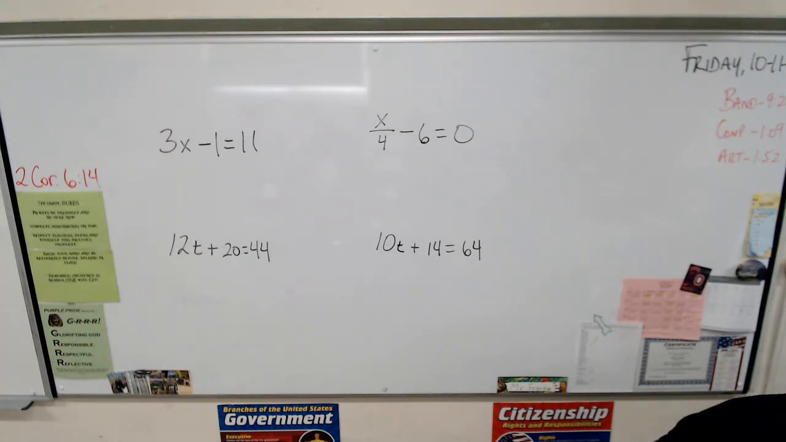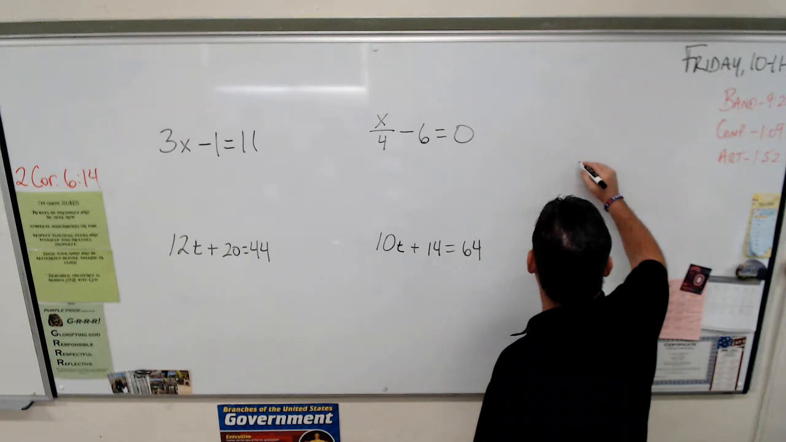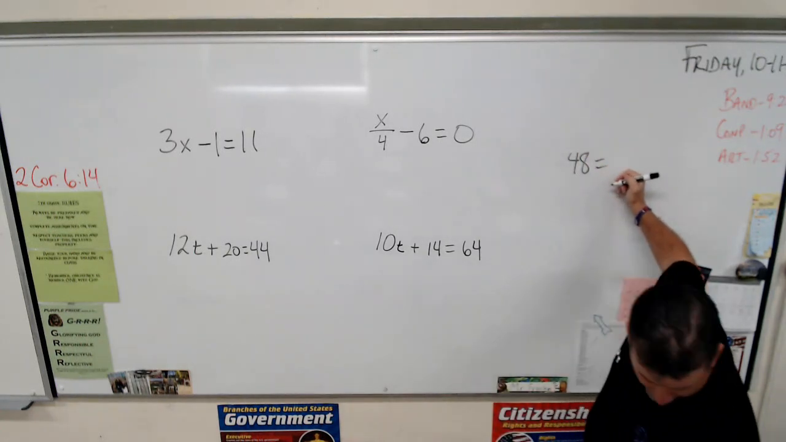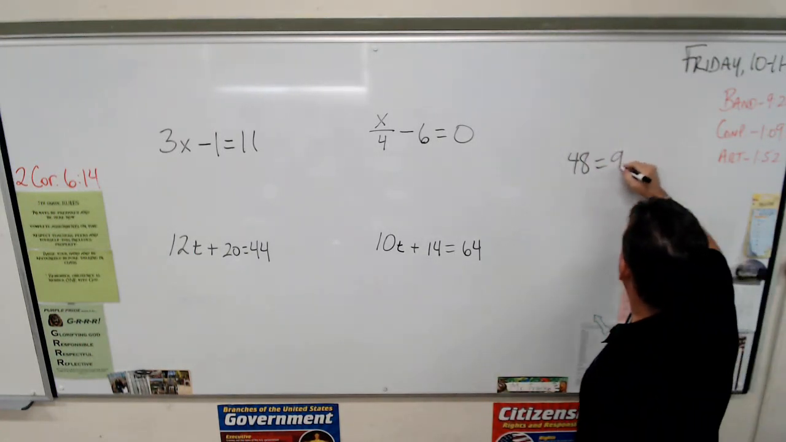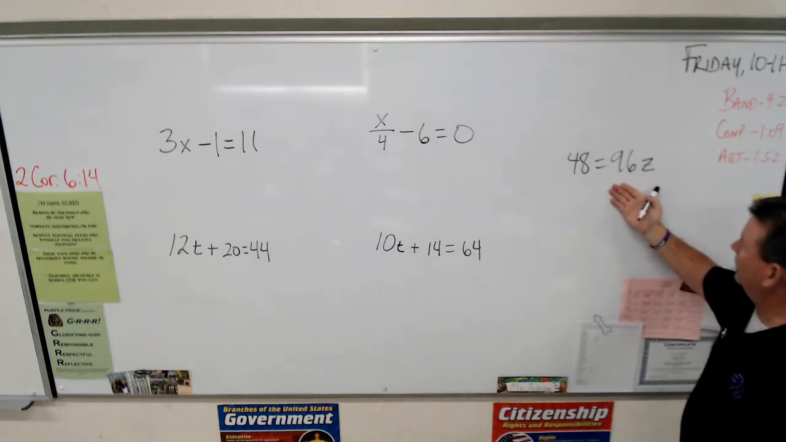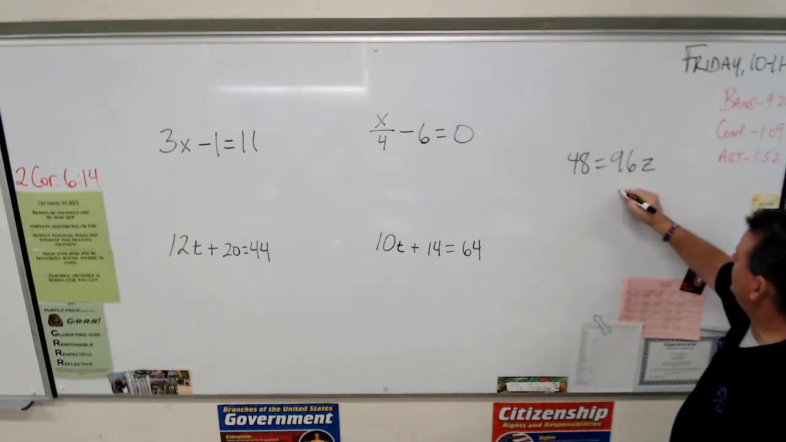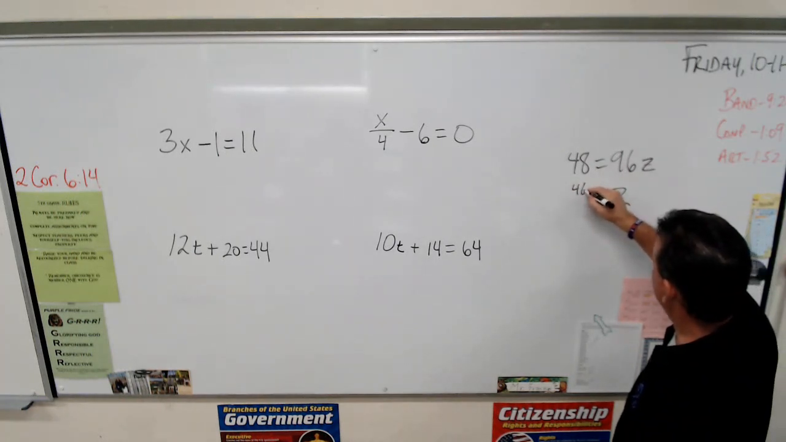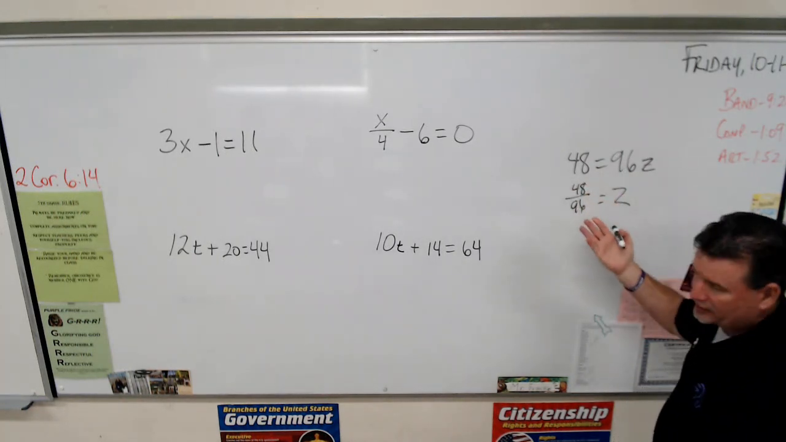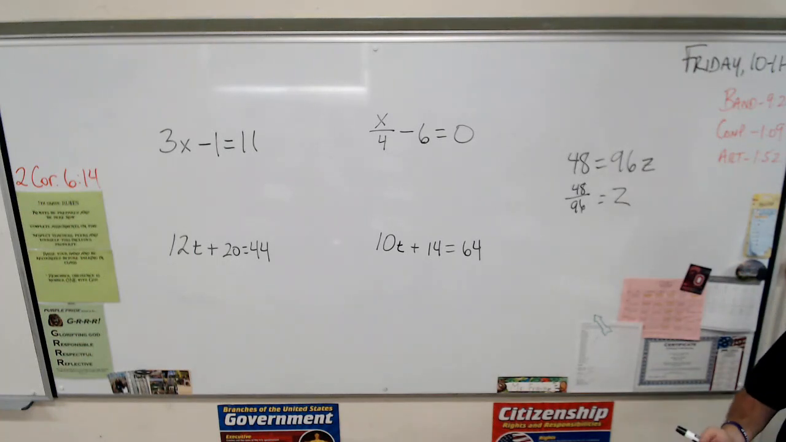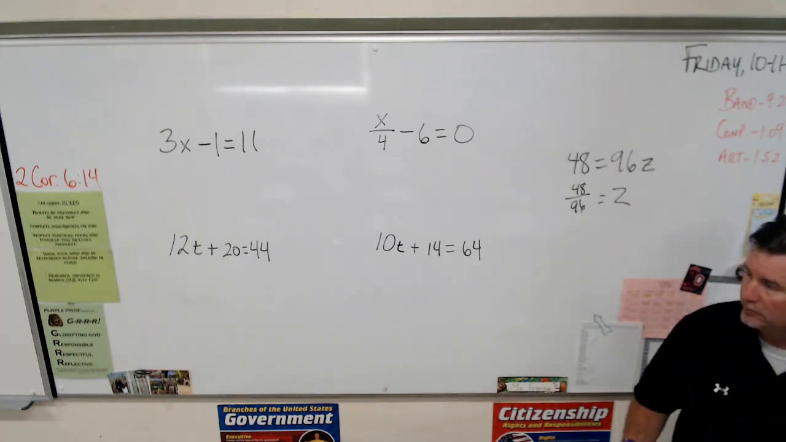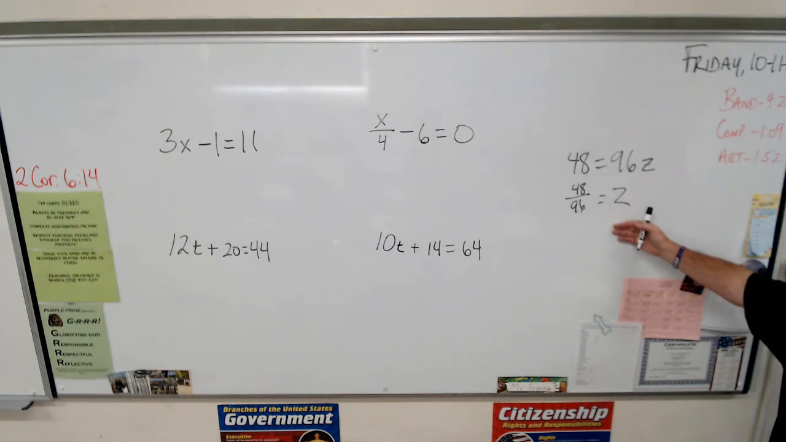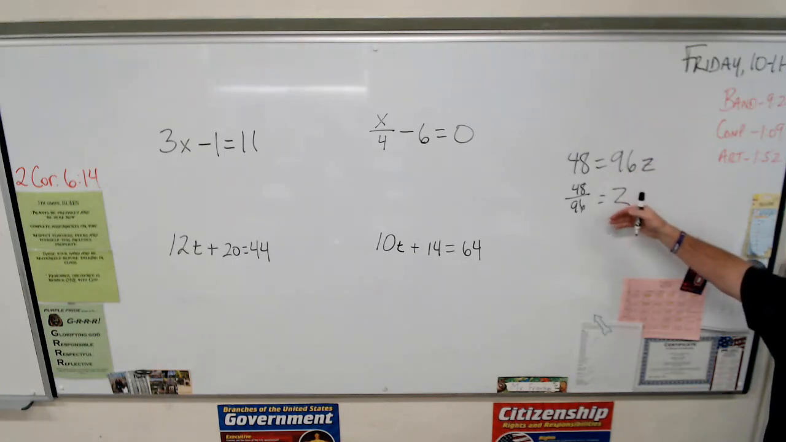Number 16 looks like this. Listen, don't be afraid. Fractions are numbers too. So 48 equals 96z. What do I got to do? I got to divide both sides by 96. That's not a problem for you. 48 divided by 96, and you just reduce it. Half. This is number 16. Divide by 96, get rid of it, undo it. Divide by 96, you get a half.